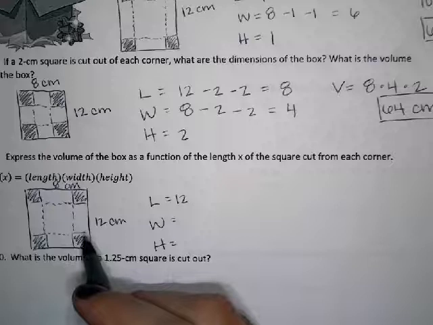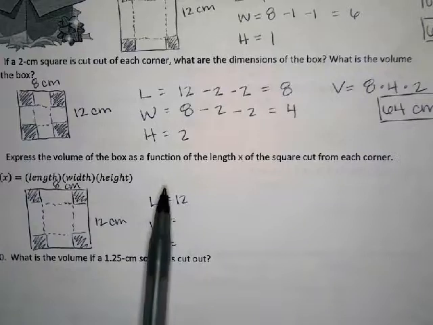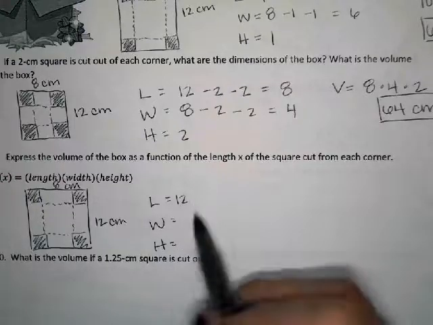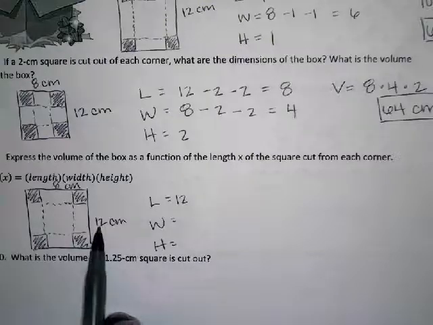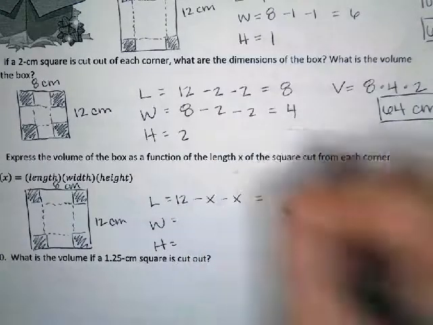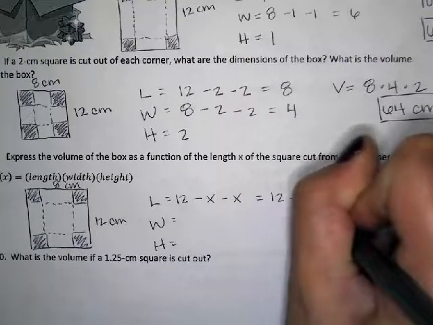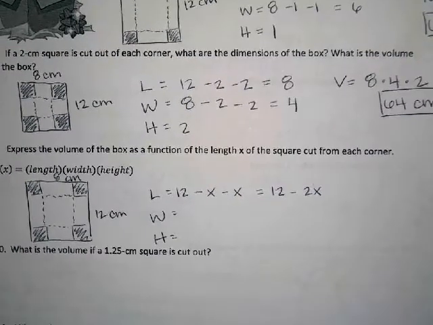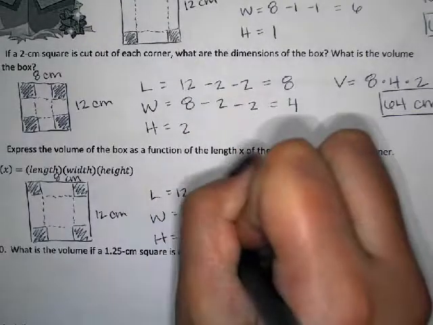So 12 was the original length, minus x minus x. I'm going to call that 12 minus 2x. Now, the width originally was 8, but I cut off a square on one side and a square on the other side, so that's 8 minus x minus x, so 8 minus 2x. The nice thing about these problems is it's always the length minus 2x, the width minus 2x. They always work out that way.